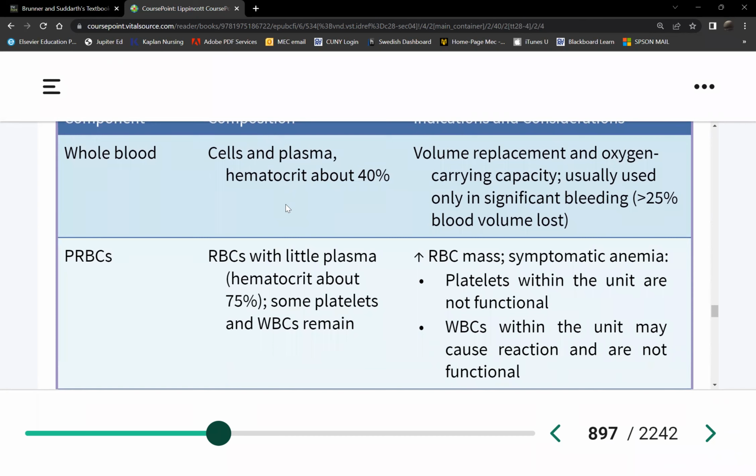Okay, so whole blood is what you donate. Takes about 10 minutes, right? Sit there, they stick you with a big needle, drain blood 10 minutes, then you're done. Then they give you a snack, right? So we seldom transfuse whole blood. Whole blood is very rarely given.